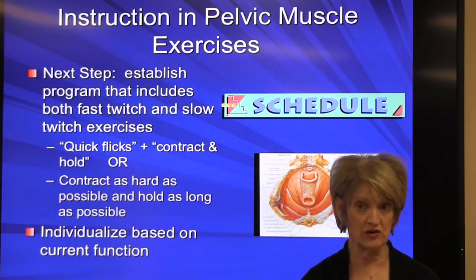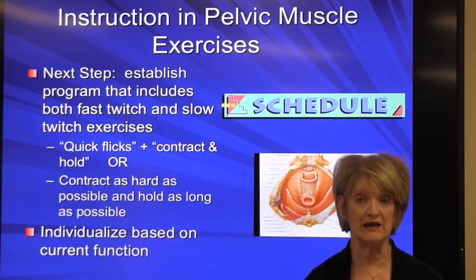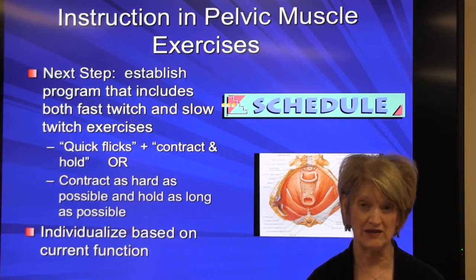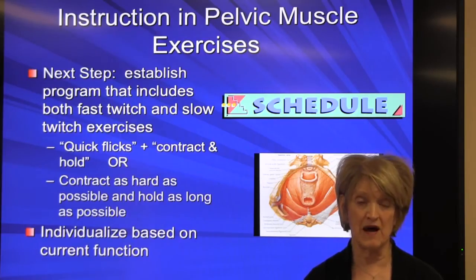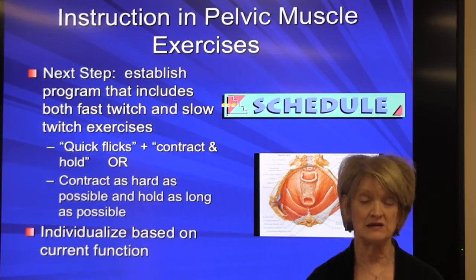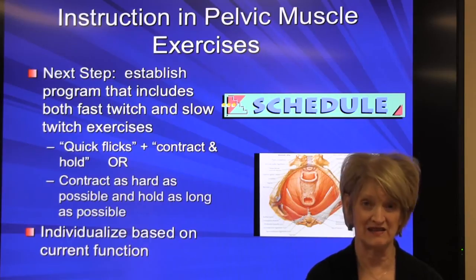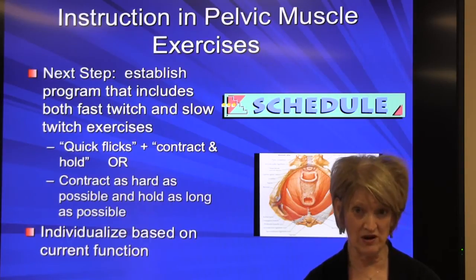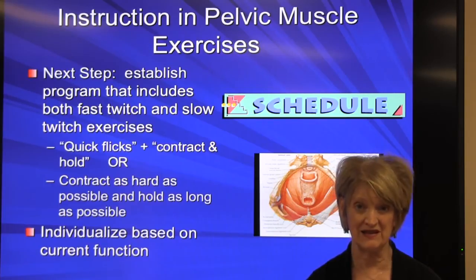Okay, so you've worked really hard with this patient, and she or he can now consistently contract the pelvic floor. It might be weak, it might not be sustained very long at all, but the point is when you say tighten and lift, they can consistently tighten and lift. At this point, you're ready to move to the next step. And the next step is setting them up on an exercise program.